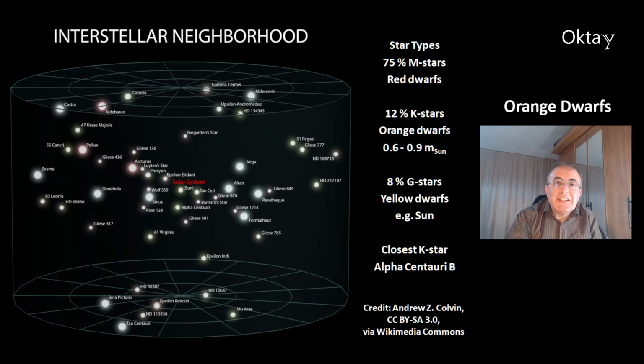Hi, welcome to today's astronomy video about orange dwarfs. These are the K-type stars. This is a nice overview of our interstellar neighborhood. Here's the Sun, solar system.